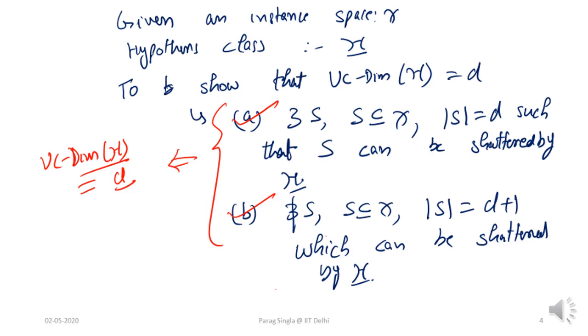But the second condition which we require is slightly more difficult to prove in general: that there should be no set of size D plus 1 which can be shattered. So there should not be any S, a subset of the instance space, of size D plus 1, which can be shattered. If we can show both of these conditions, then we can show the VC dimension is exactly equal to D. Once again, a remark about the second point: to show that there is no set of size D plus 1, we have to make a more general argument, because we can't enumerate all possible sets of size D plus 1 in general.